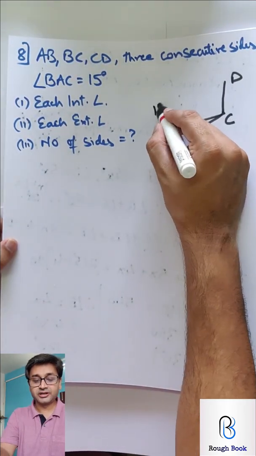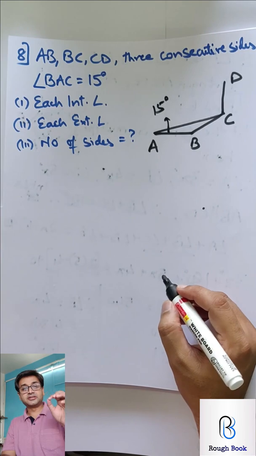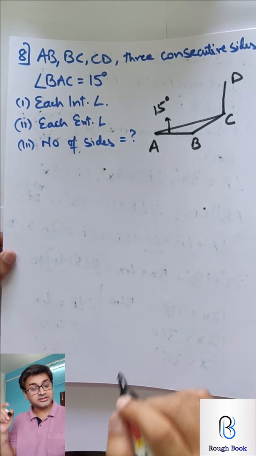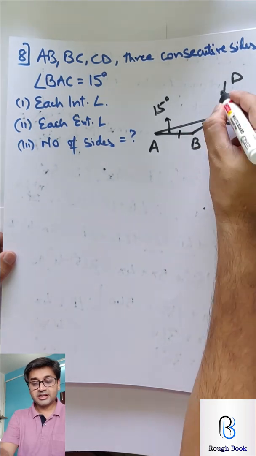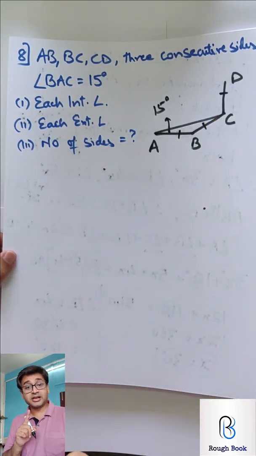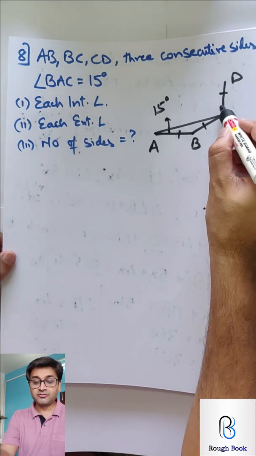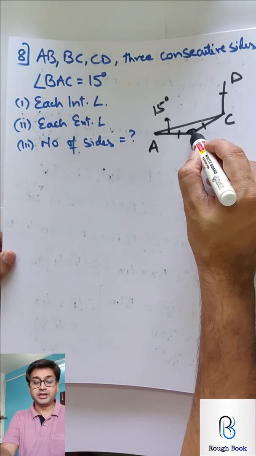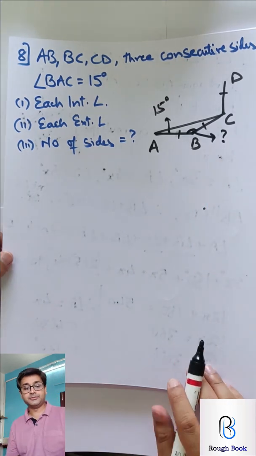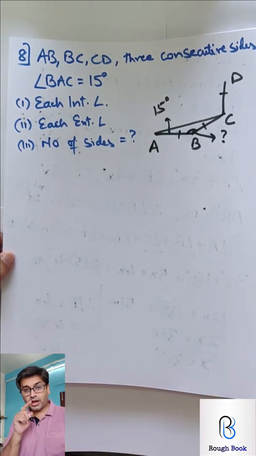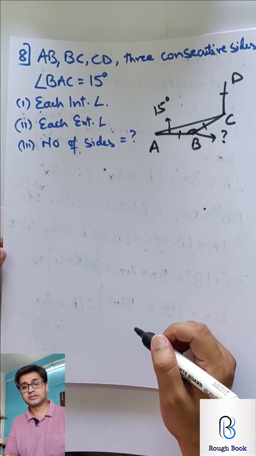This angle is 15 degrees. And they said it is a regular polygon. Regular polygon means what? I told you right in the start, you remember? All sides are equal. Find each interior angle. Interior angle would be this entire B. So how will I get B? Then we look at the other two parts. Anyone, any clue? Look at the diagram carefully, you will get the answer.